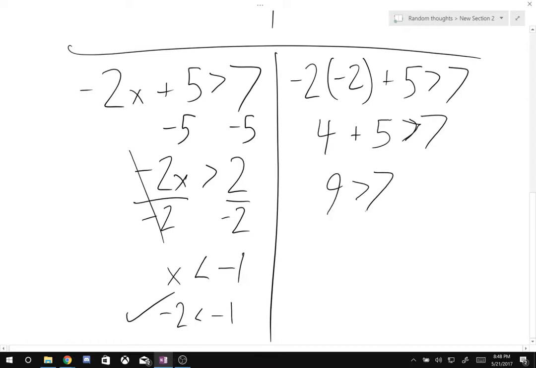Now you'll notice that when I plugged it back in, the inequality sign stayed the same as it was originally. It only switches when you actually are solving it and go through that step of multiplying or dividing by a negative number, which is what we did there. So when we plug it back in, it stays the same as it was originally.